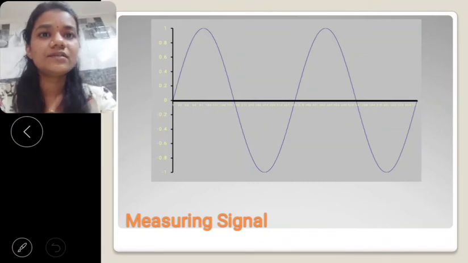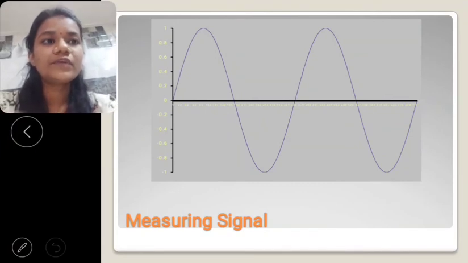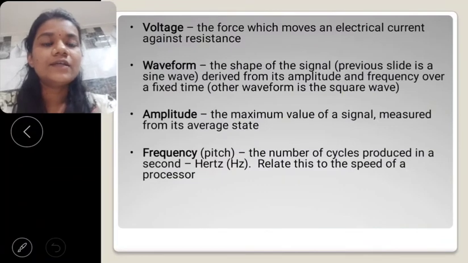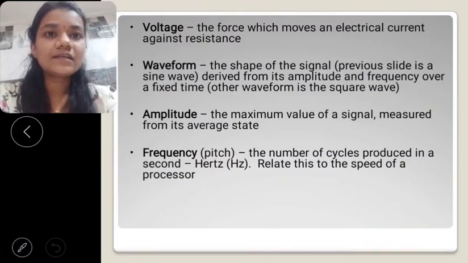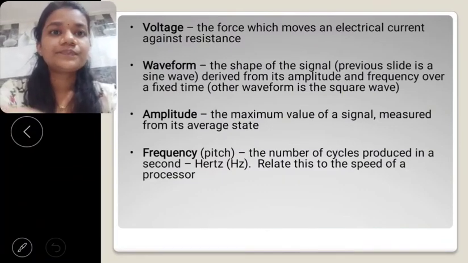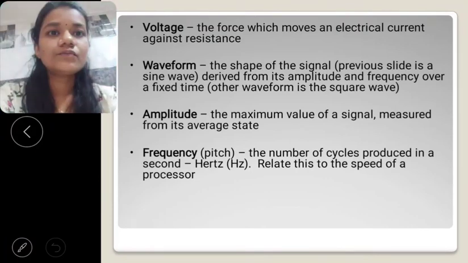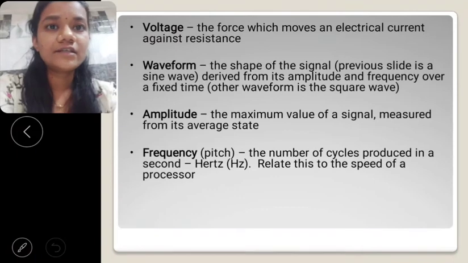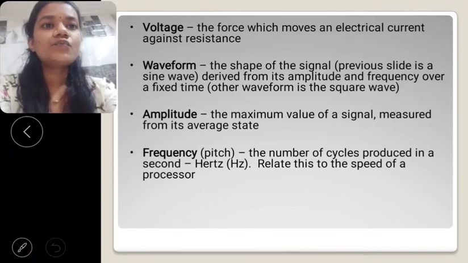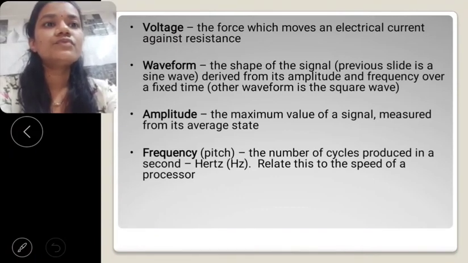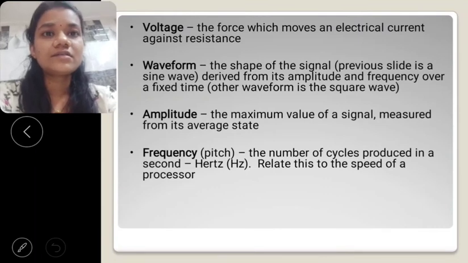This is the measuring signal. This is the sinusoidal waveform, or we can say the measuring signal. In the measuring signal, these are the quantities we have to measure. First is your voltage. Voltage means what? It is the force which moves an electrical current against resistance.